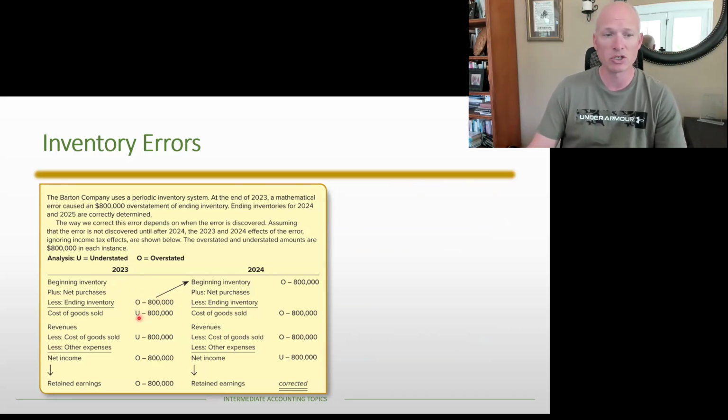If I understate my cost of goods sold, that's going to show up on my income statement. So if I have a lower cost than what I should have, then my net income is going to be overstated. And since net income gets closed to retained earnings, that means my retained earnings is going to be overstated. But here's the issue. If I don't discover the error until well into 2025, the ending error that I had in 2023 is also going to create an error in the beginning balance of 2024. So now my beginning inventory is overstated. In other words, I think there's more inventory there than's actually there.